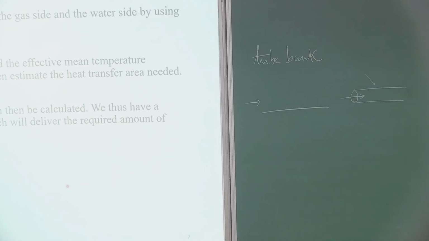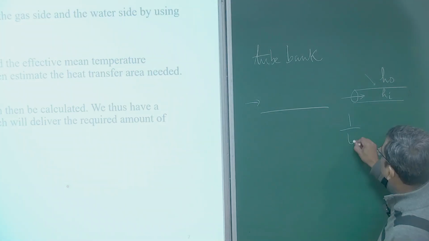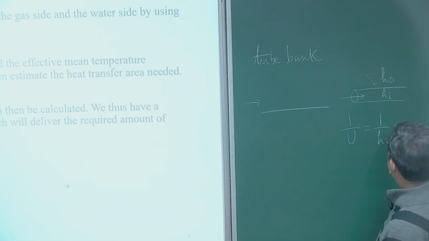Okay. Now, once you get the heat transfer coefficient on the inside, which can be h_i, okay, and you get the heat transfer coefficient on the outside, which is h_o, these can be combined to give you an overall heat transfer coefficient. Okay, an overall heat transfer coefficient. And so this comes from some correlation. This also comes from some correlation. So you can get the overall heat transfer coefficient.